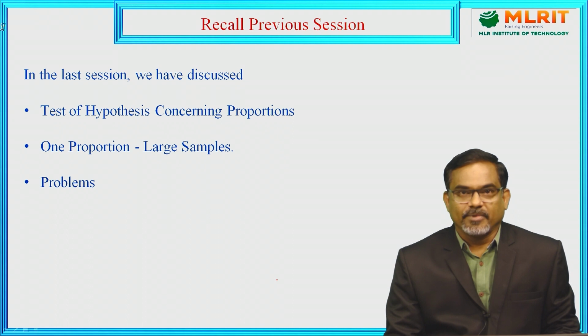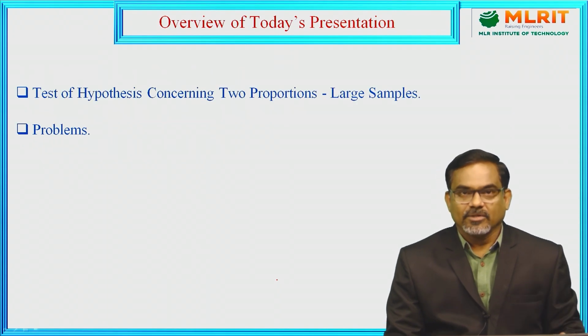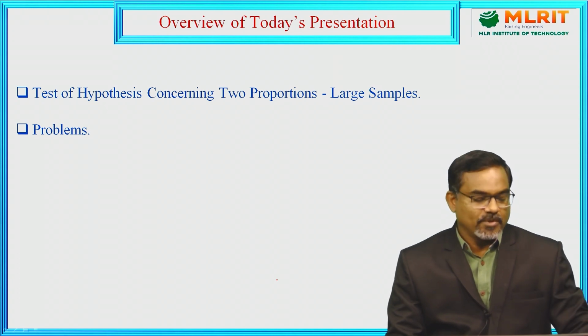Let us recall the previous session. In the last session, we discussed testing of hypothesis concerning proportions, in particular one proportion for large samples, and problems on the same. Today we are going to discuss the testing of hypothesis concerning two proportions for large samples, and we will solve some problems on the same.